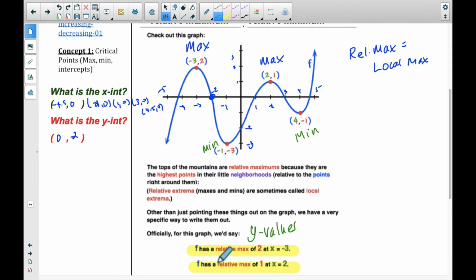And so that's written out here. The f has a relative max of 2 at x equals negative 3. So there it is. That's my relative max. And where is that? Well, it's at negative 3. And f has a relative max of 1 at x equals 2. So again, here's my max, got up to 1. That was at positive 2.